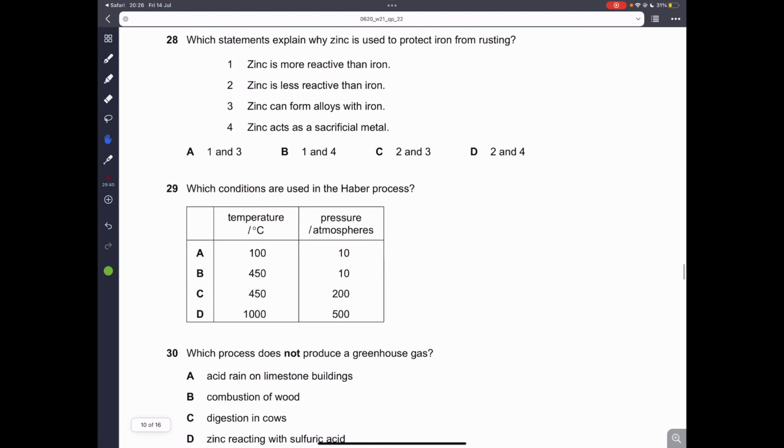28. Which statement explains why zinc is used to protect iron from rusting? Well, this is because zinc is higher in the reactivity series than iron. So it is more reactive than iron, and zinc can act as a sacrificial metal. Because it is more reactive, zinc is going to be oxidized in preference to iron, and therefore 1 and 4, B is the correct answer.